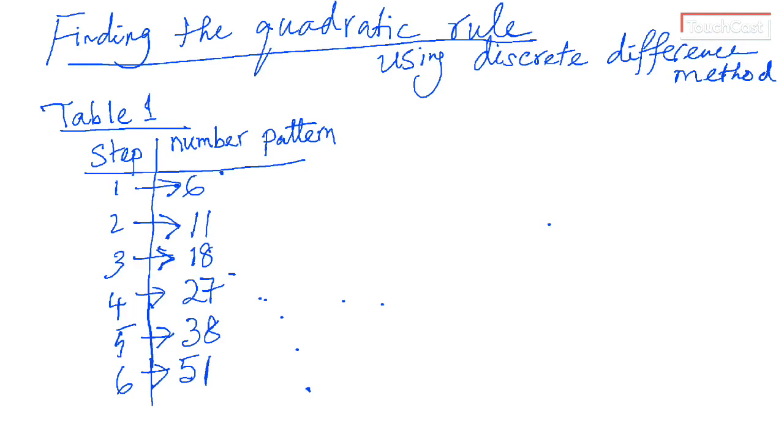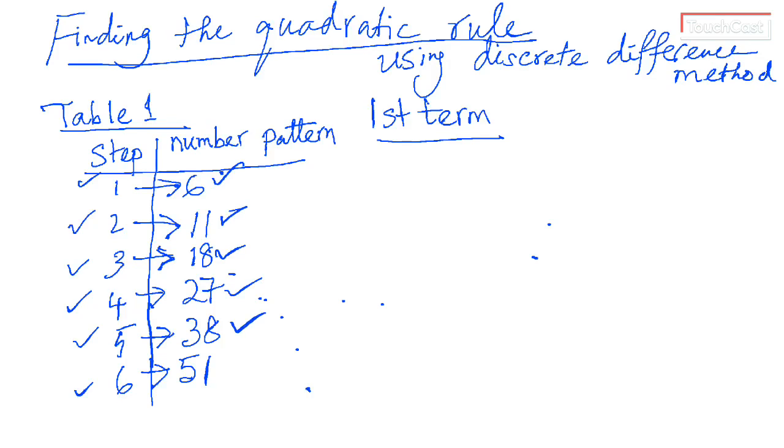Let's start with a sequence of numbers like this. Step 1 is 6, the first term of the number pattern. It goes like this: first term, second term, third, fourth, fifth, and sixth. So it starts with 6, goes to 11, 18, 27, 38, 51.